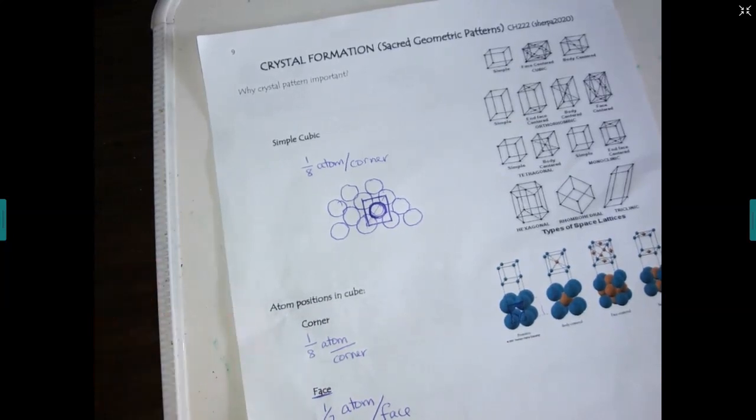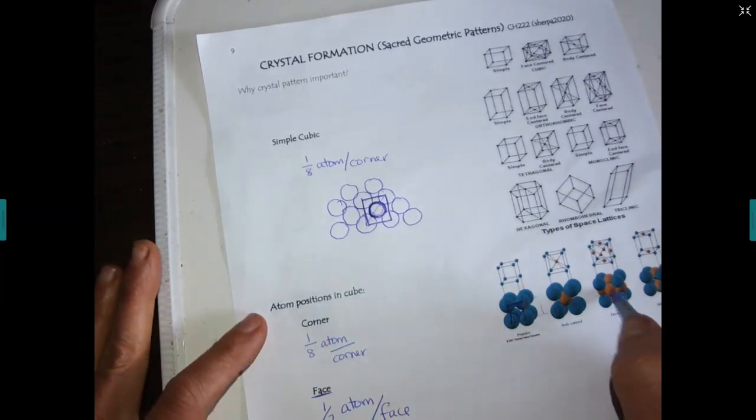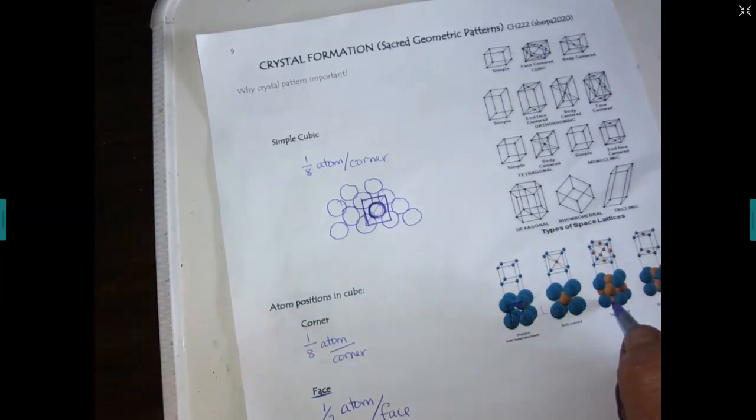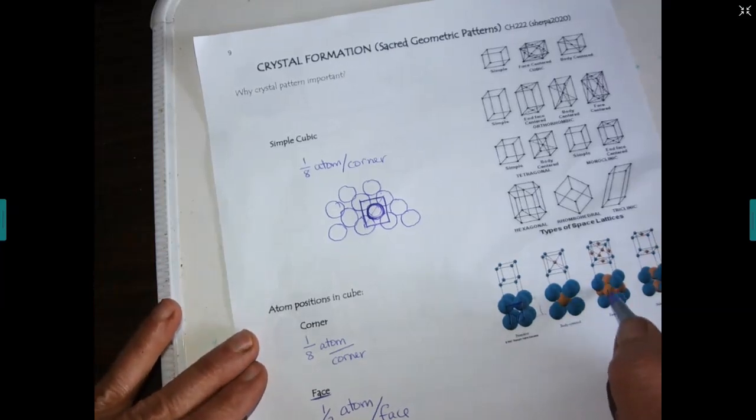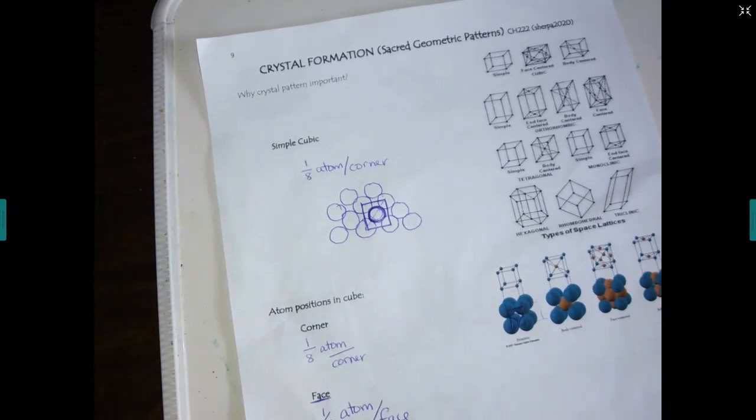And sometimes you have multiple ones in the center. What's showing on this picture is they're kind of trying to show it would be cut in half, because half of that cell would be in the one in front of it, or to the left or to the right.